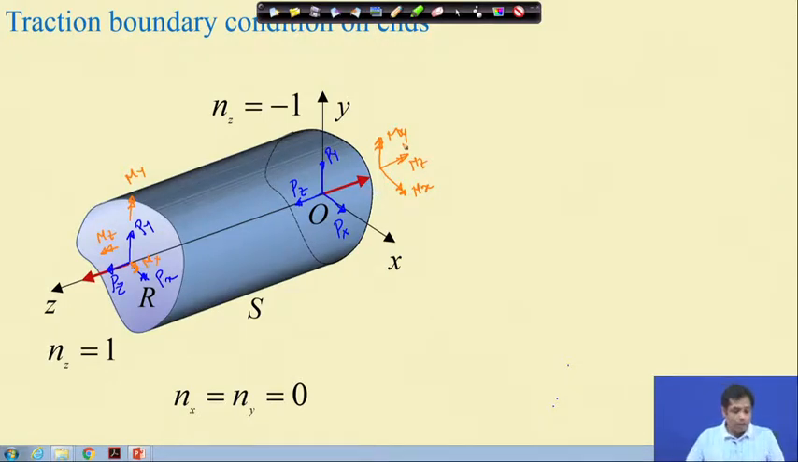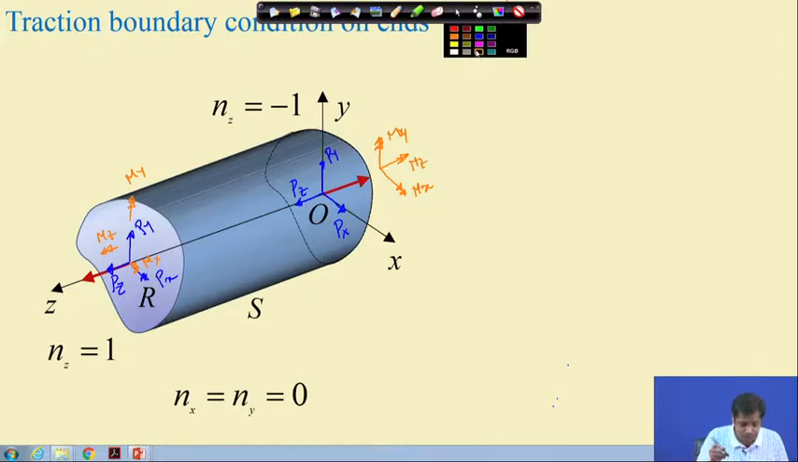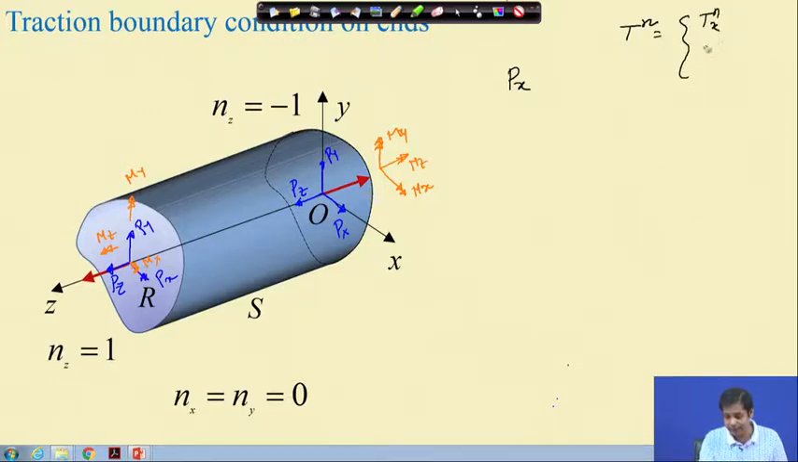Now how do we represent force? If I have to write the force in terms of stresses, what is the expression for Px? On this surface, suppose Tn is the traction, and Tn has three components: Tnx, Tny, and Tnz. Essentially Tnx, Tny and Tnz are the components of Tn in the x, y, z directions.